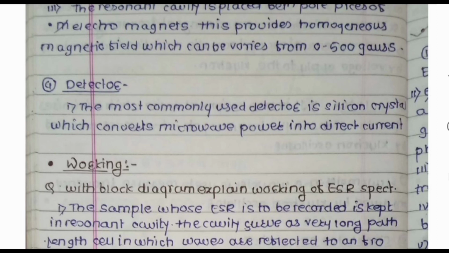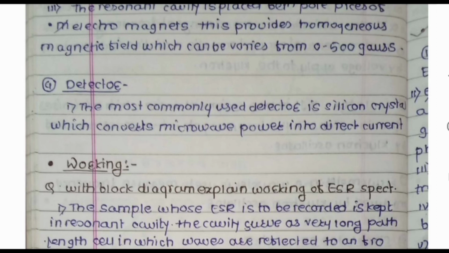Also there is an important component, that is the magnetic system. The resonant cavity or the sample cavity is placed between the poles of the electromagnet. The magnetic field which is produced should be stable, and it should be uniform over the sample volume. The stability of the field should be achieved by energizing the magnet with a very highly regulated power supply. So these are certain important things that we need to consider while considering our magnetic system.